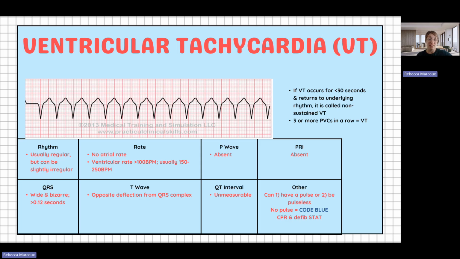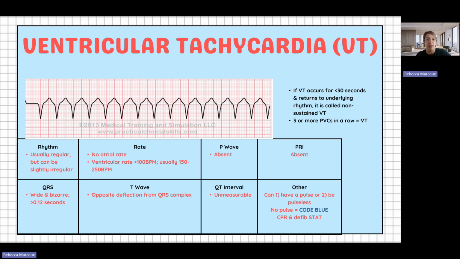Again, our QRS complexes are wide and bizarre looking, and we have discordant T waves. I often find people get confused with where they're looking for their QRS complexes in this. So in this rhythm, you can see here your QRS complex is a downward deflection here, and this is your T wave up here. Okay, so you have your QRS and then your T wave up there. The QT interval in this is unmeasurable. It's just too fast of a rhythm to see where each wave ends and the next begins.